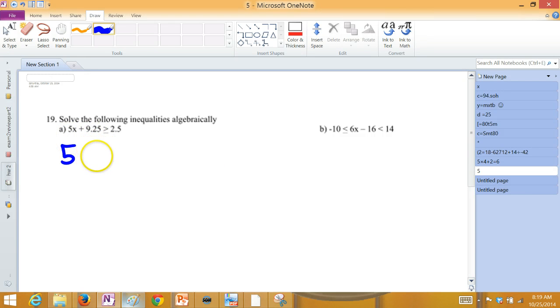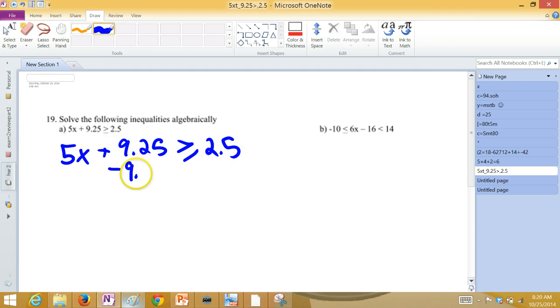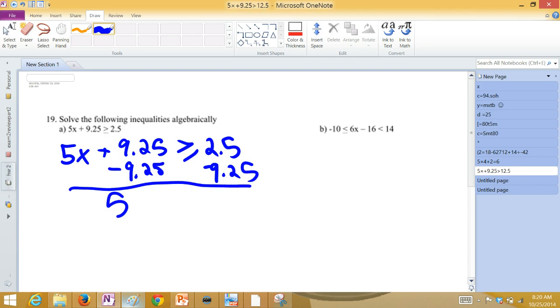So we have the following inequalities we want to solve. 5x plus 9.25 should be greater than or equal to 2.5. Subtract 9.25 from both sides to be left with 5x should be greater than or equal to negative 6.75.